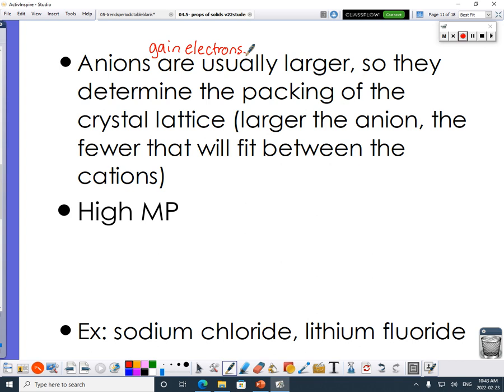They have a very high melting and boiling point. The most common example is sodium chloride, that's table salt. Calcium chloride is road salt. So we have studied ionic solids, ionic compounds, ionic bonds extensively, so all of the same principles apply. Transferring electrons, the metal loses electrons to become positive, the non-metal gains electrons to become negative.